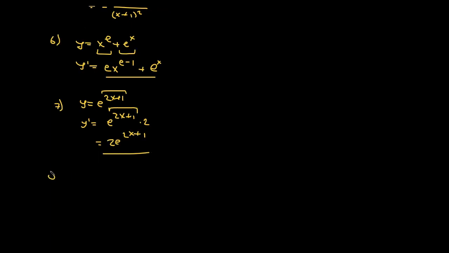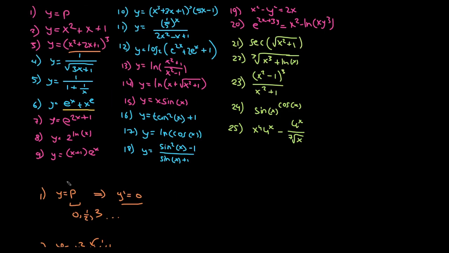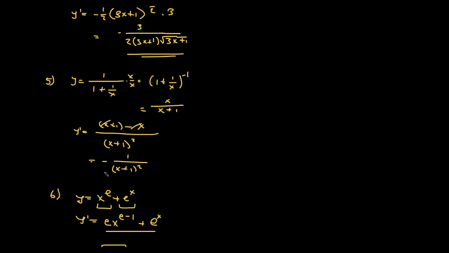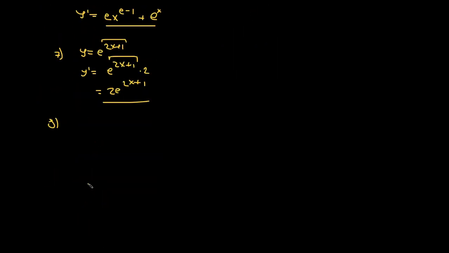Alright, so we'll get to function 8 now. It's going quite well, I think. Alright, so here we have 2 to the power of the natural logarithm of x. Y equals 2 to the power of the natural logarithm of x. Now I could do this with the chain rule and the power rule or the exponent rule, but that's just a little bit too complicated, I think.